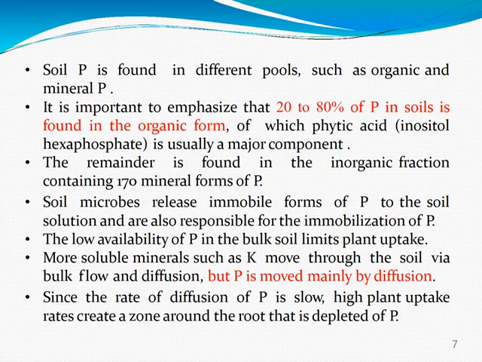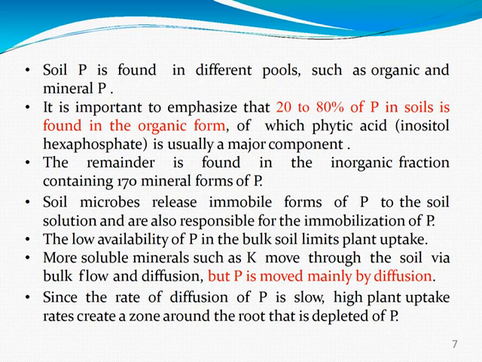Soil phosphorus is found in different pools such as organic and mineral phosphorus. It is important to emphasize that 20 to 80% of phosphorus in soil is found in the organic form, of which phytic acid is usually a major component. The remainder is found in the inorganic fraction containing 170 mineral forms of phosphorus. Soil microbes release immobile forms of phosphorus to the soil solution and are also responsible for the immobilization of phosphorus.